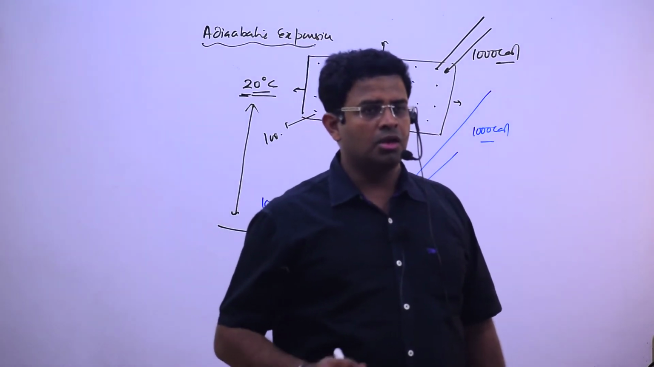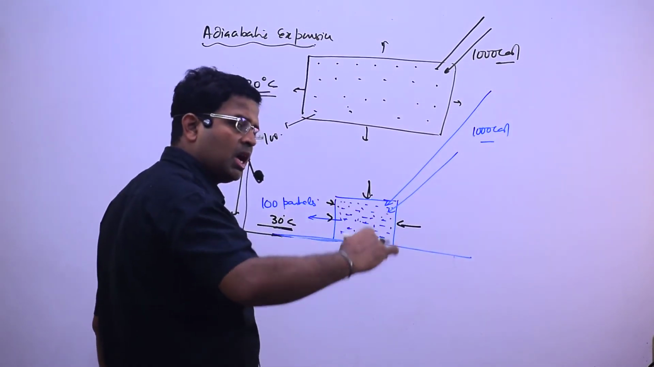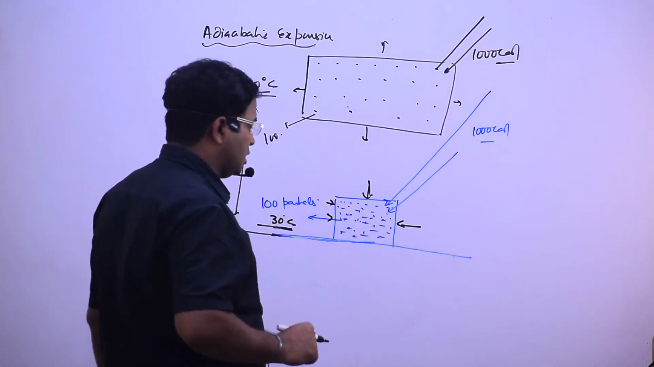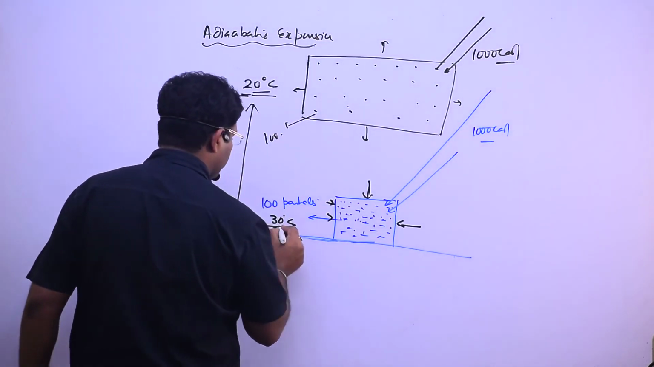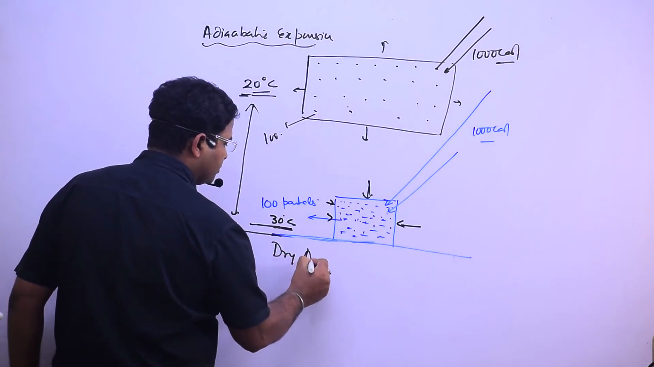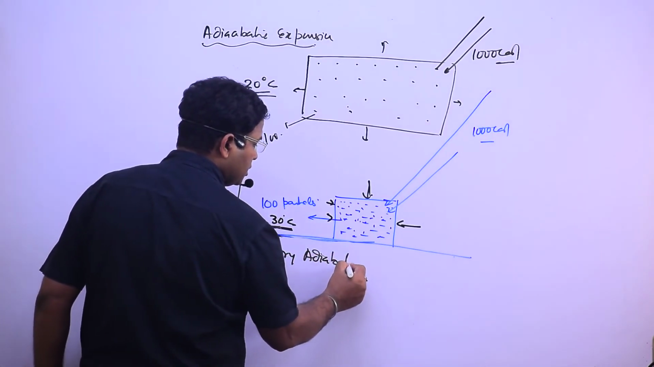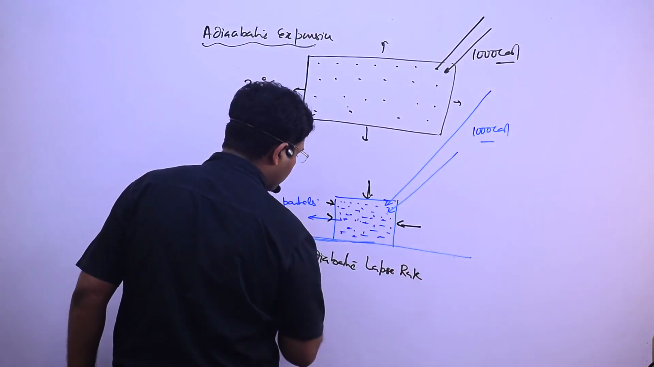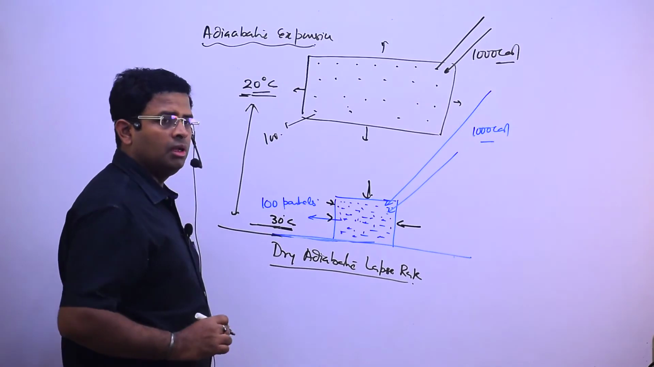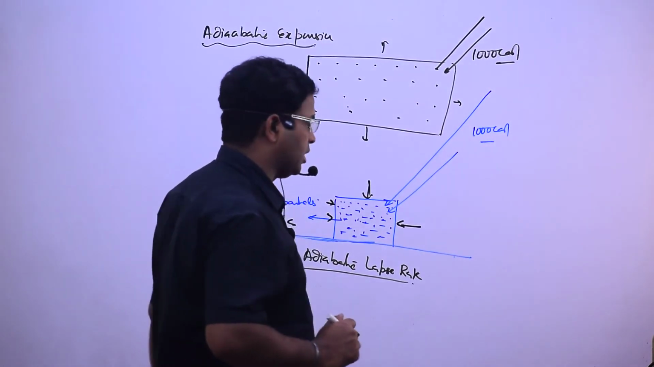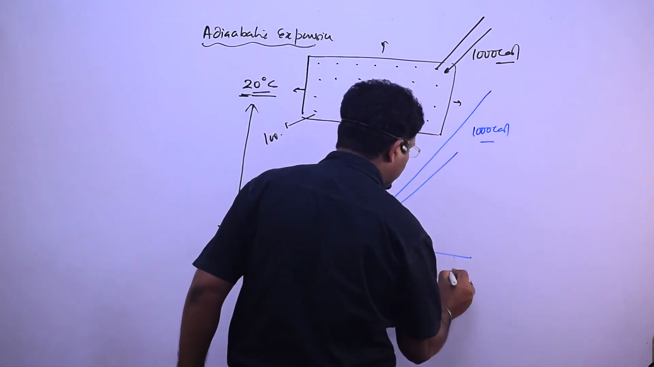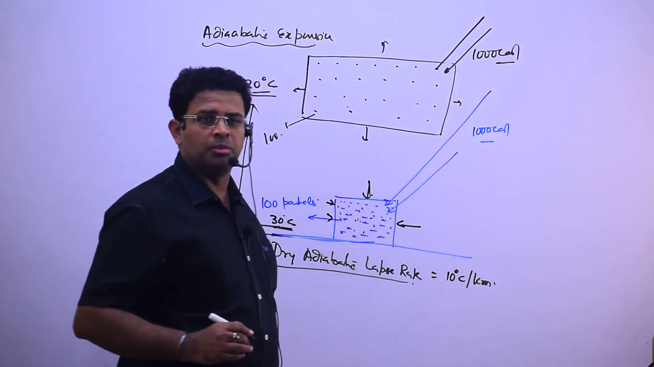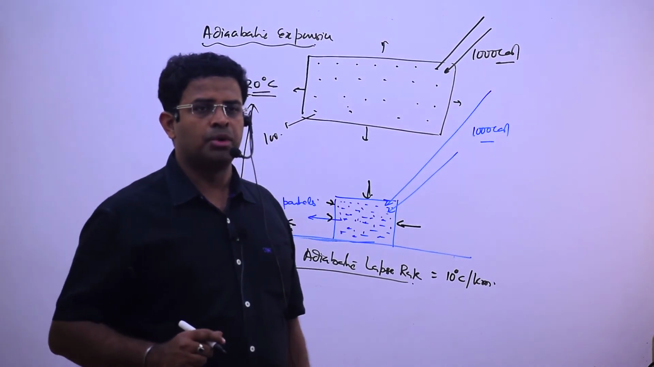Dry air. So with increasing height, when the temperature decreases, it is known as a lapse rate. Which lapse rate will we call this? Dry adiabatic lapse rate. And how much is the dry adiabatic lapse rate? It is 10 degrees Celsius per kilometer.